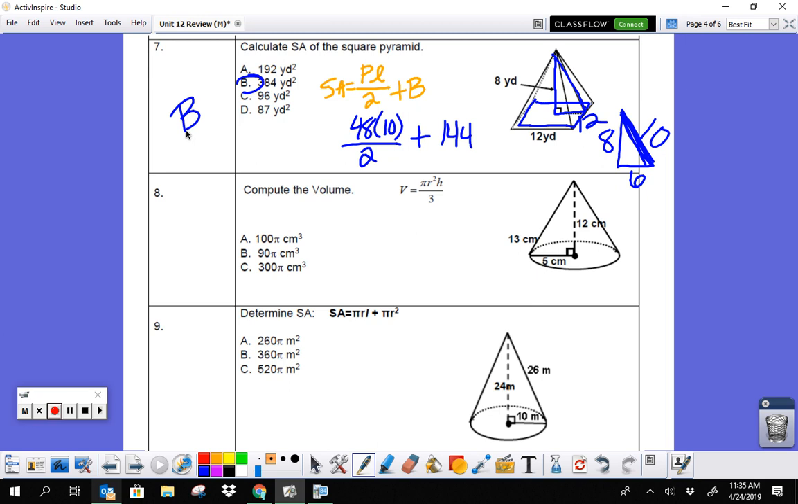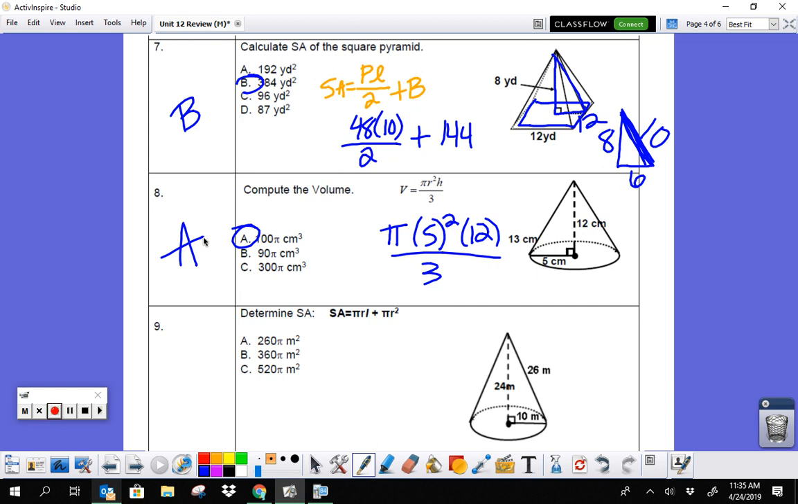Number 8, to compute the volume, it has the formula already right there. Okay, so that's going to be pi r here is 5 squared. The height is going to be 12 and then over 3. So if you do 25 times 12 over 3, you get 100 pi.